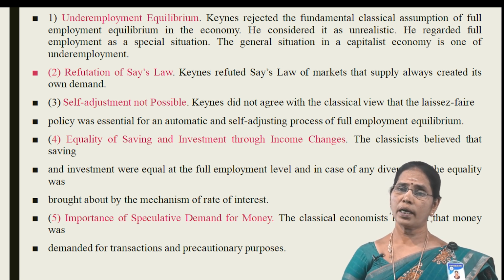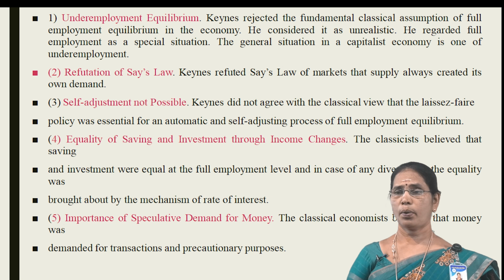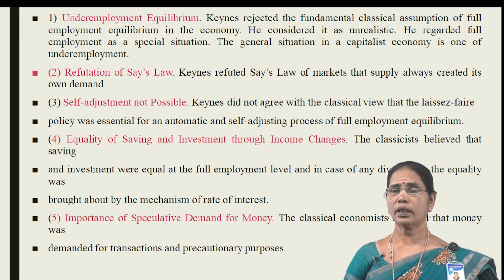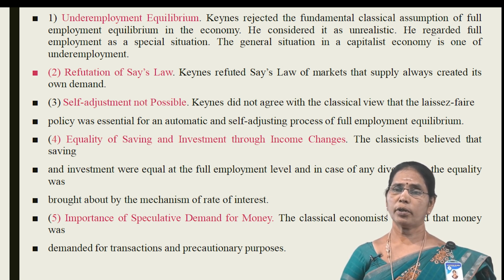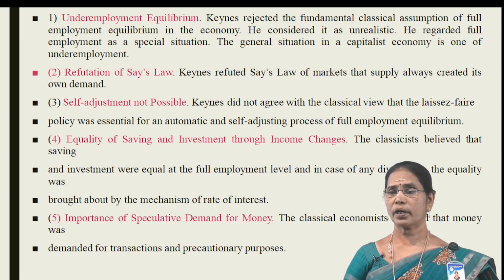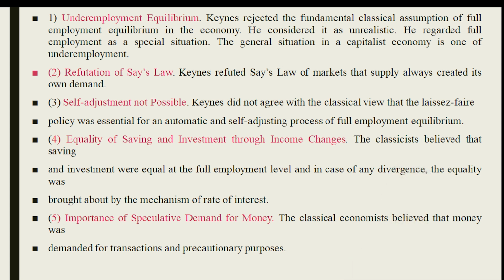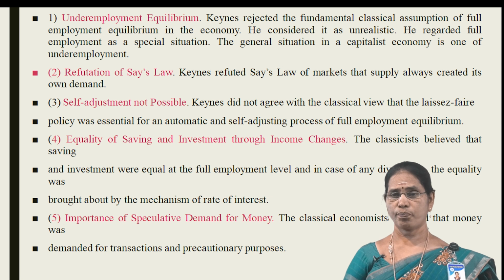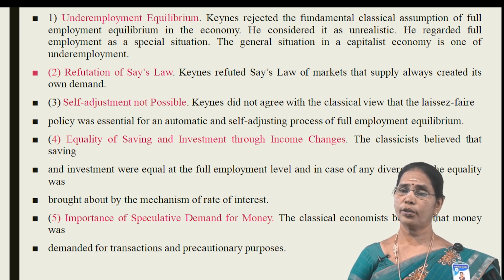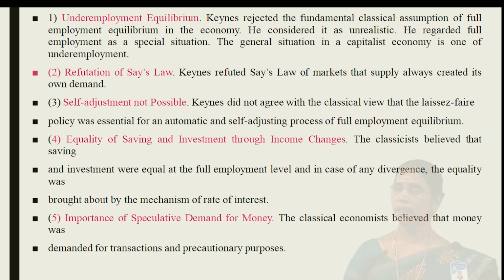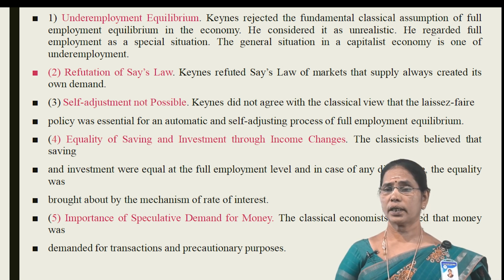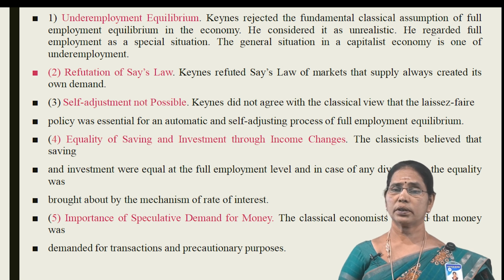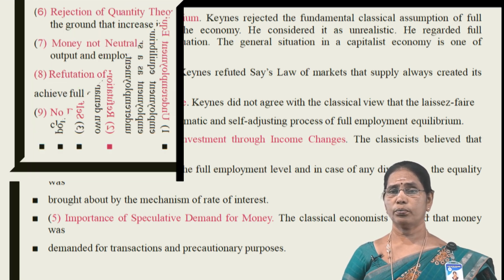Equality of savings and investment through income changes. The classicalists believed that saving and investment were equal at the full employment level, and in case of any divergence, the equality was brought about by the mechanism of the rate of interest. Importance of speculative demand for money. The classical economists believed that money was demanded for transaction and precautionary purposes, not for the speculative motive.